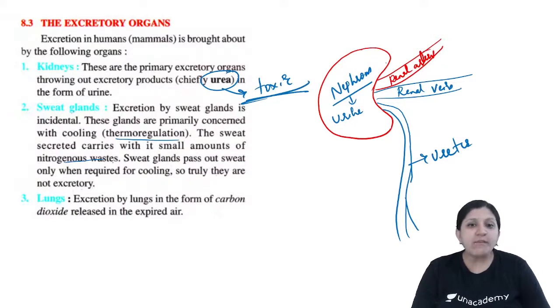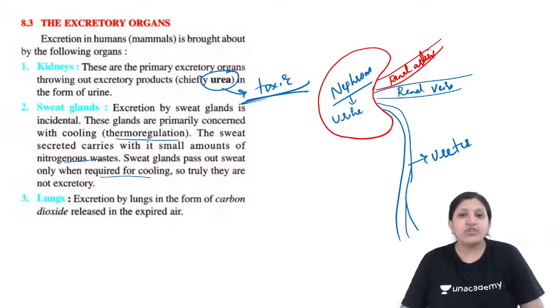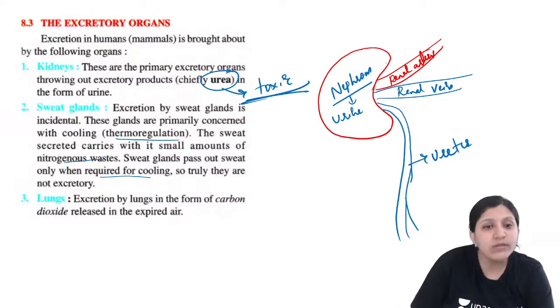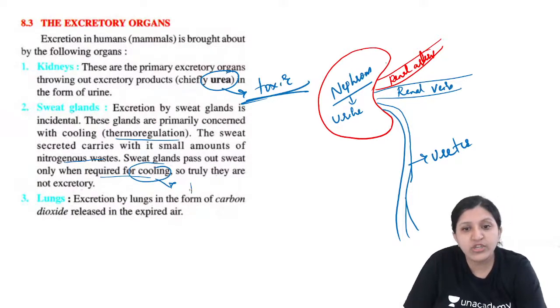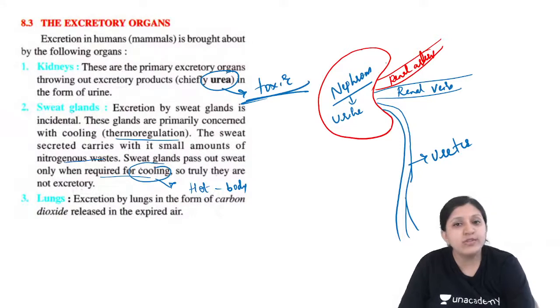Then sweat glands pass out the sweat only when required for cooling. So whenever the body has to cool, that is when there is a formation of sweat. Sweat glands pass out the sweat only when required for cooling, that is when the surrounding temperature is hot, or we can say when the body has become hot. So there is sweating which has to occur, so that is to cool down.